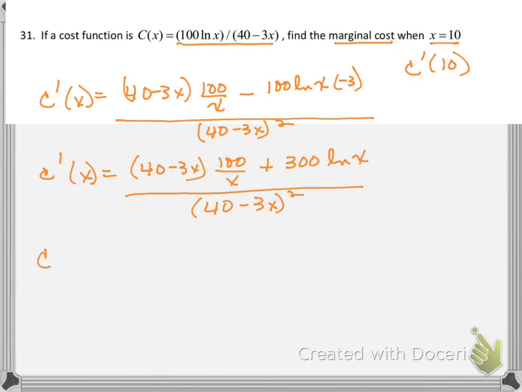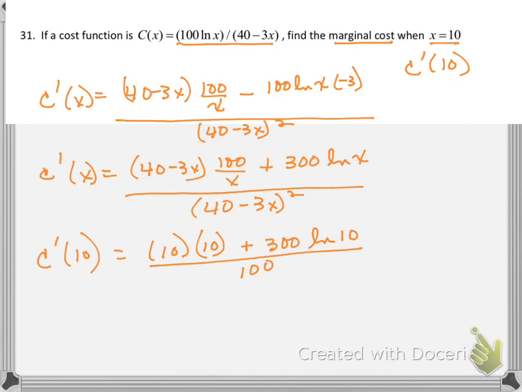Okay, what I'm going to do next, since I see that 10 is such a nice number to plug in, I'm going to plug it right in. I'm not going to play around with cleaning things up any further in my derivative. I'm just going to plug in my 10. So what's 40 minus 3 times 10? 40 minus 30 is just 10. So this is 10, and this is 100 divided by 10, which is also 10, plus 300 times the natural log of 10, over 40 minus 30 squared, so that means it's 10 squared, which is 100.